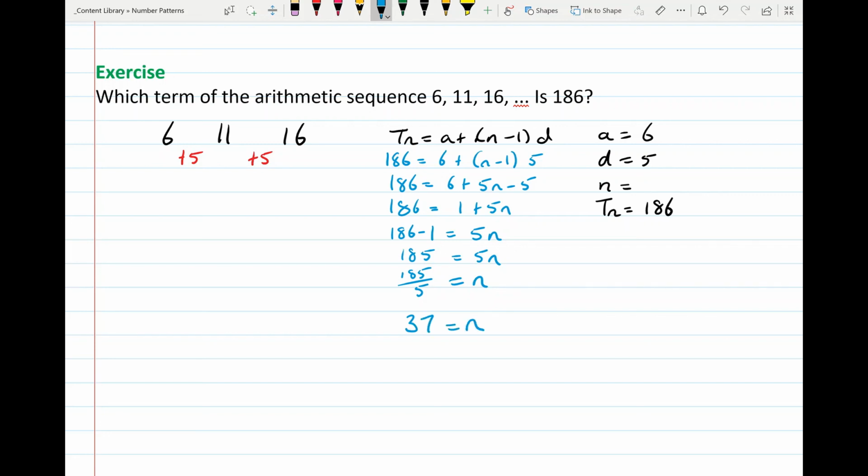n equals 37, which means that the 37th number in the sequence has a value of 186.